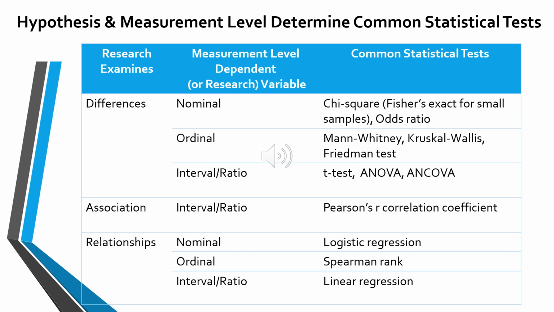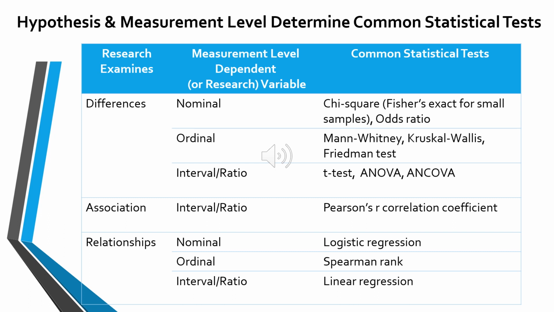So when testing a hypothesis, we have to also consider the measurement level. Looking at the test for differences between groups, a very common test is the chi-square that compares differences in proportions. A t-test will examine a difference in a mean between two independent groups. An ANOVA is an extension of the t-test in that it allows the comparison of mean differences between two or more groups. The ANCOVA differs from the ANOVA in that it controls for potentially confounding variables that might lead to inaccurate results.